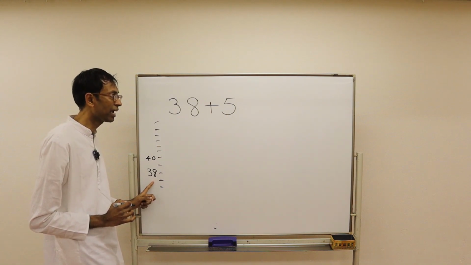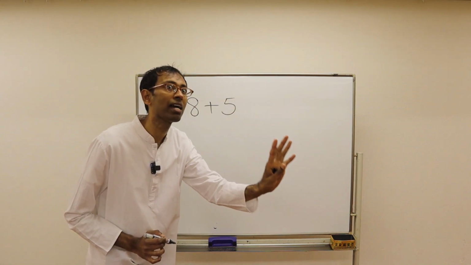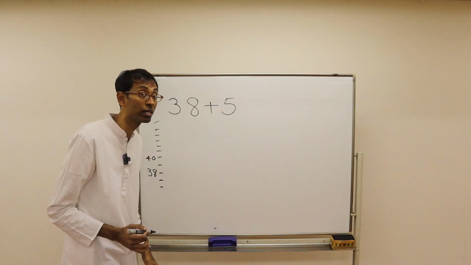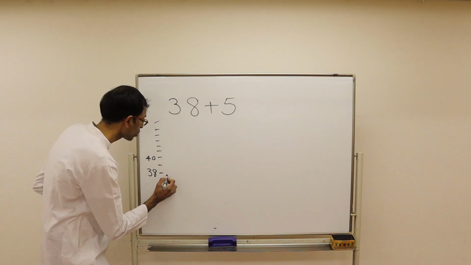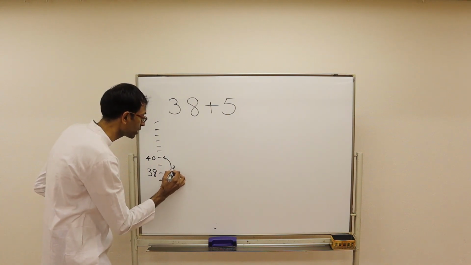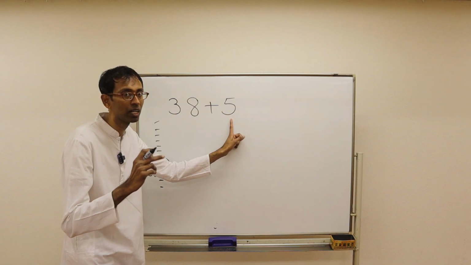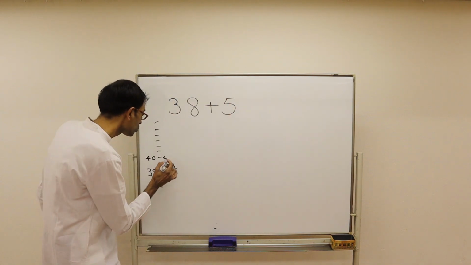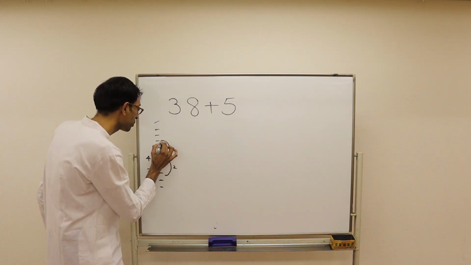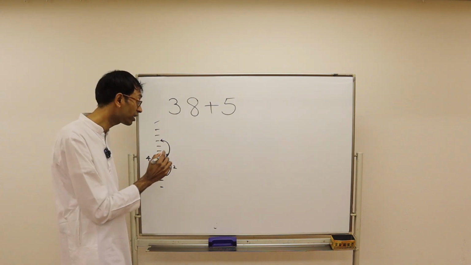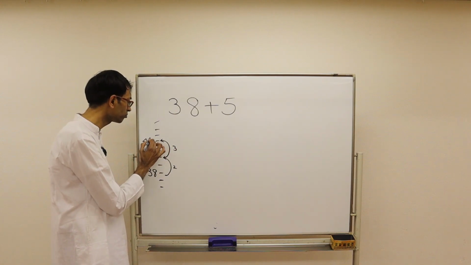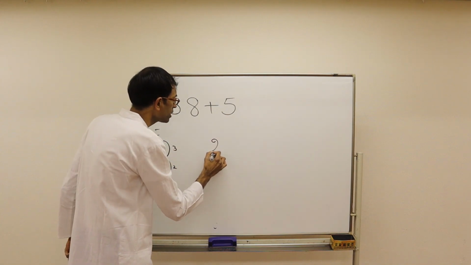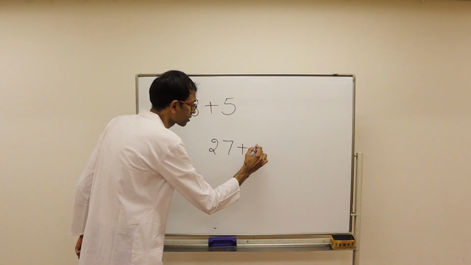Okay, so from 38 we want to jump 5 steps. So you would have guessed it. First we jump how many steps to reach 40? So we jump 2 steps to reach 40. 2 steps we have already jumped. How many more steps we need to jump? 3 more steps. So 3 more steps means 40 plus 3 is a 43. That's the answer.